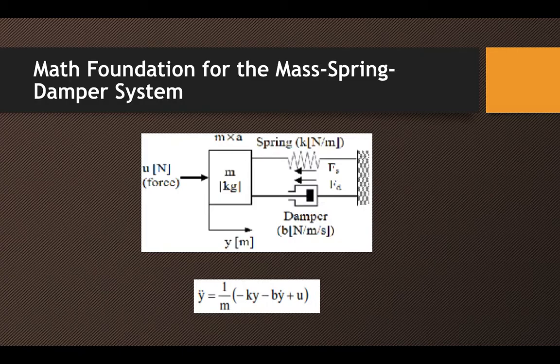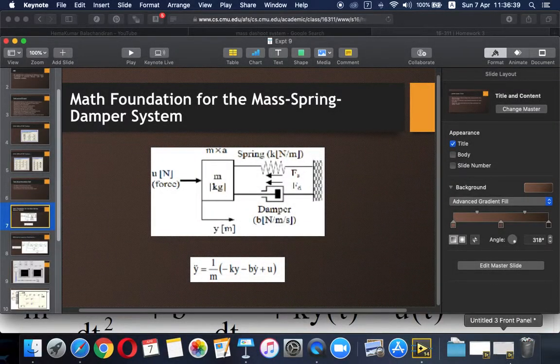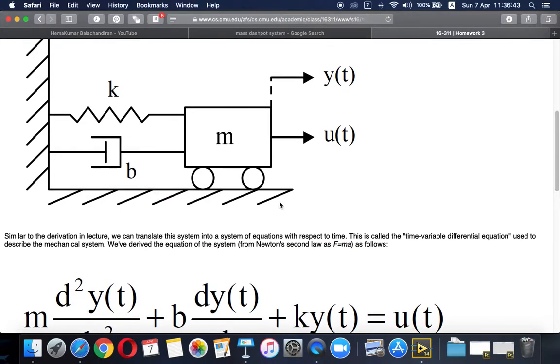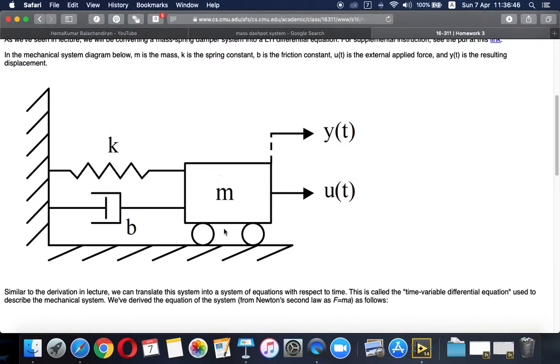So this is a mass spring damper system. We'll take the mathematical equation of the mass spring damper system. You have a mass attached to a dashpot, and a spring is there. The force that is applied is given as u of t. The resulting displacement is given as y of t. The variable y of t indicates the displacement and u of t is the force.